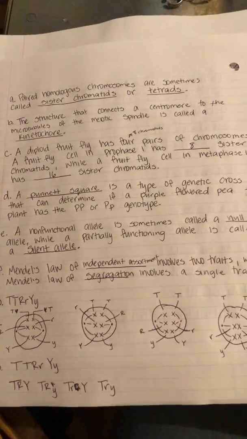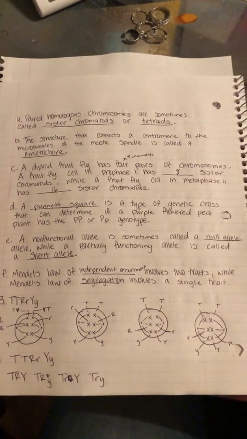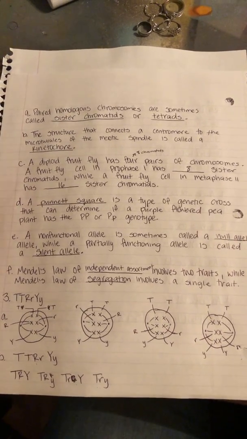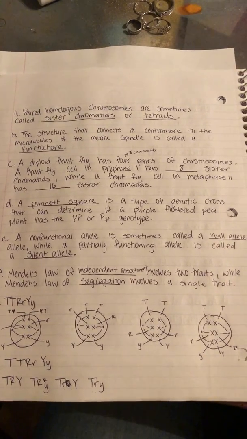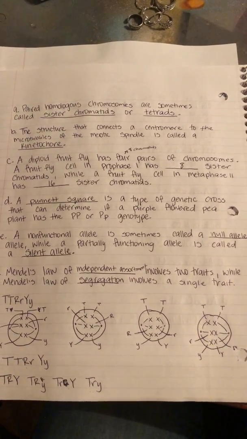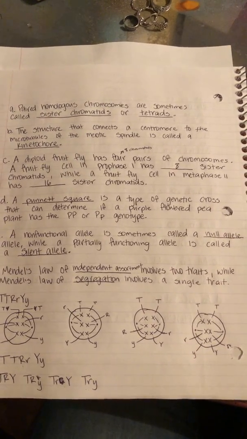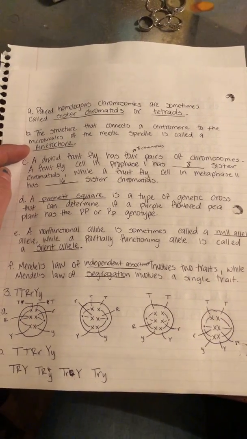For number 2, it says to fill in the blanks. So that's what I did. I filled in the blanks. It says paired homologous chromosomes are often called sister chromatids or tetrads. B says the structure that connects the centromere to the microtubules of the meiotic spindle is called a kinetochore. Pretty sure that's how you say it.